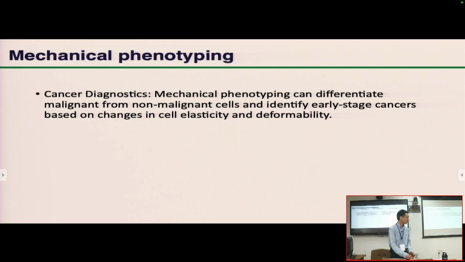Okay, so these kinds of measurements have many applications, for example, in mechanical phenotyping, such as in cancer diagnostics. What we know is that if you measure the mechanical properties of a cancer cell and a normal cell, they're often different in terms of their elasticity and deformability. So that's a way of characterizing whether a cell is in a cancerous state or not. People are trying to do that, which is a current topic that people are exploring.